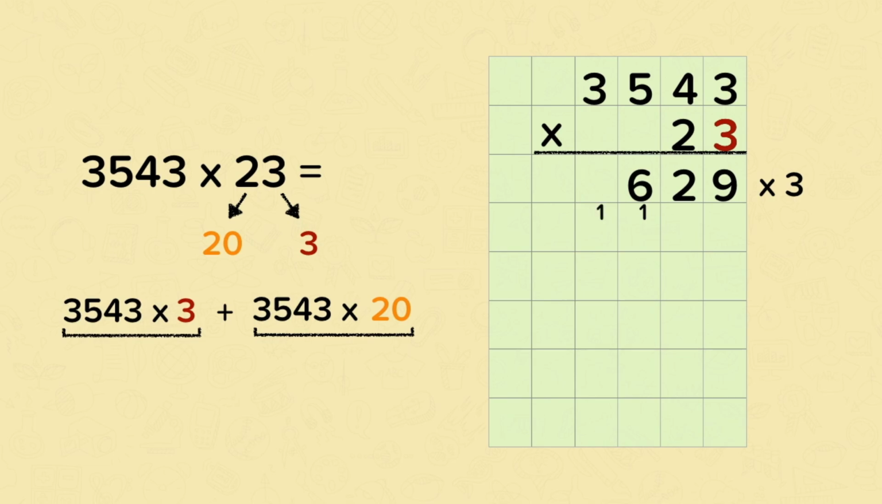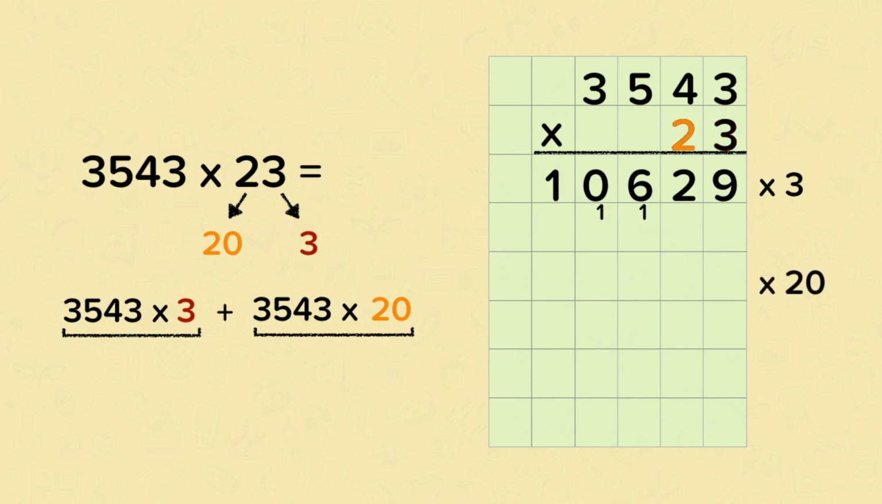The 6 goes in the hundreds column and the 1 is exchanged over into the thousands column. Now for the thousands, we've got 3 times 3, which is 9. Add that extra 1 that's been exchanged over and we get 10. So 3,543 times 3 is 10,629.